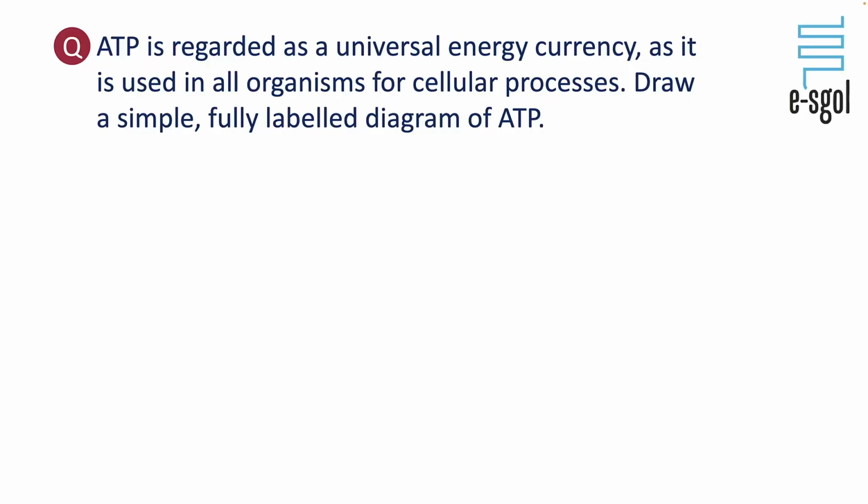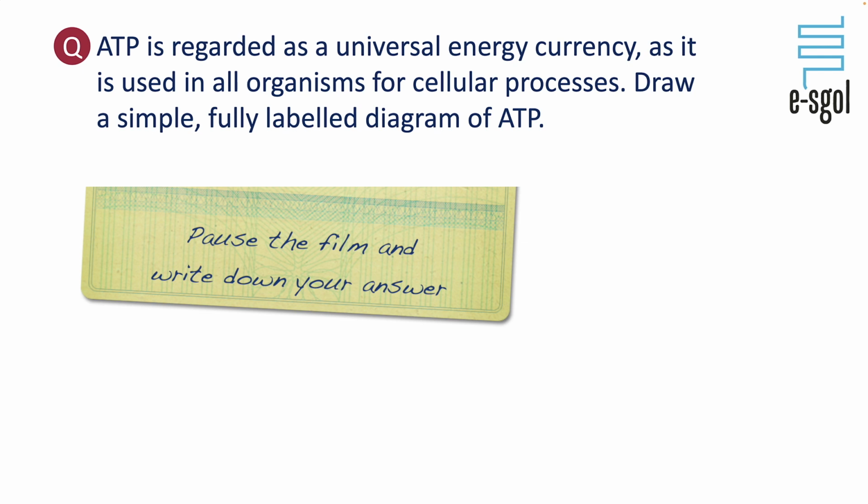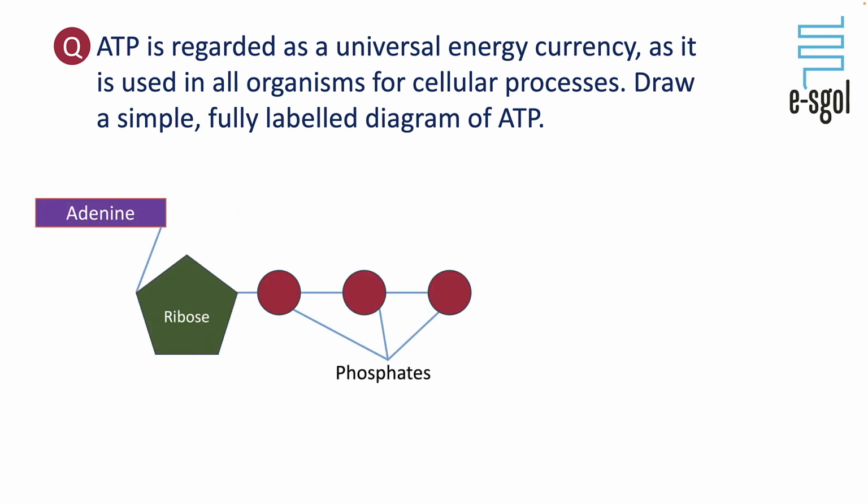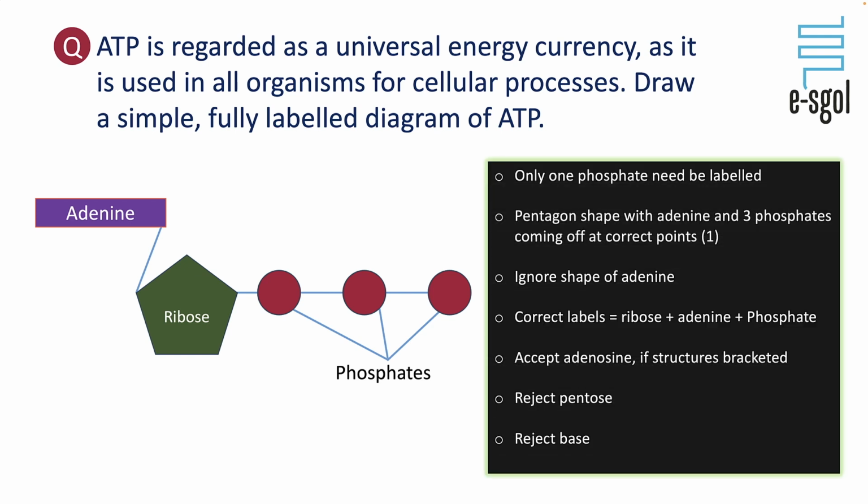ATP is regarded as a universal energy currency, as it is used in all organisms, for cellular processes. Draw a simple, fully labeled diagram of ATP. Here is the diagram and the answers that were acceptable. Only one phosphate need be labeled. Pentagon shape with adenine and 3 phosphates coming off at correct points. Ignore shape of adenine. Correct labels equals ribose plus adenine plus phosphate. Accept adenosine, if structures bracketed. Reject pentose. Reject base.